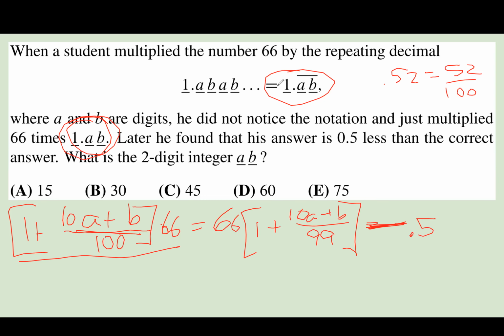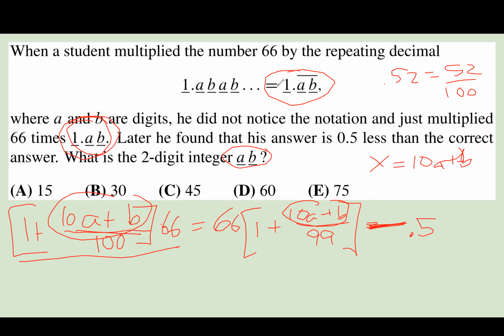So basically, we just have to solve this. Now, you might be thinking, how are we going to solve for two different variables, A and B? Remember, we don't need to solve for two different variables. We just need the expression 10A plus B. So we can just call it X, 10A plus B, and solve for X. Once we have that, that's our answer, because they just want the two-digit number AB.